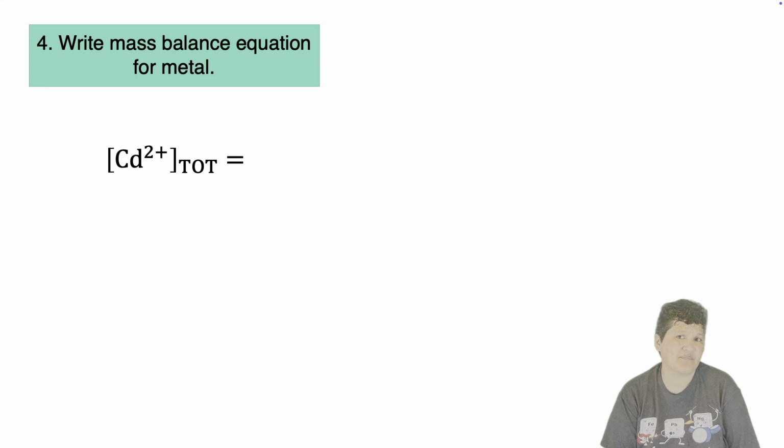Step 4 is to write the mass balance equation for the metal. The total amount of the cadmium in the system must be equal to the sum of all the cadmium containing species in the system.